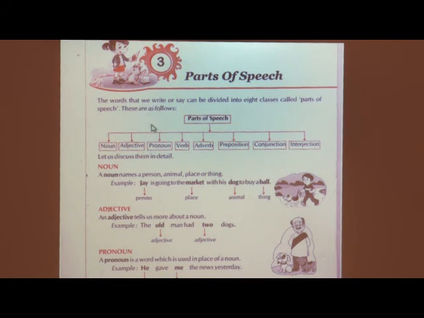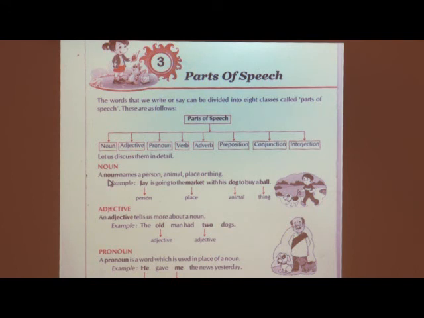Now, which are they? If you see here, parts of speech, the first one is a noun. And what is a noun? Now, we can see there are 8 parts of speech, that is noun, adjective, pronoun, verb, adverb, conjunction, preposition, and interjection. Now, we are going to see all the parts of speech in detail. So, what is a noun? A noun is the name of a person, animal, place or thing.